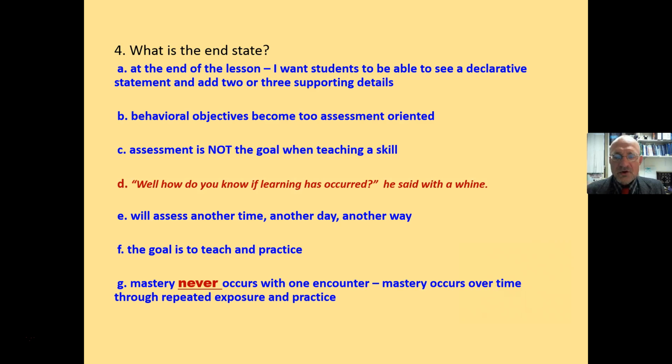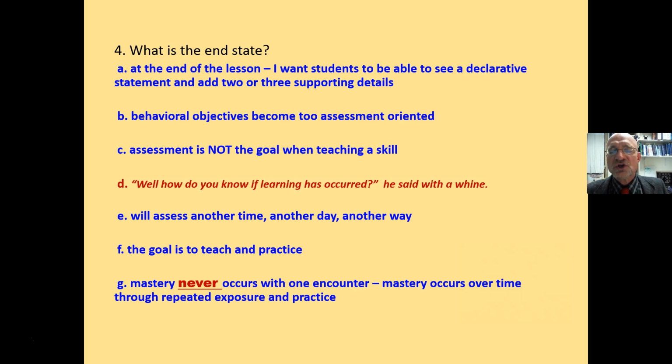Assessment is not the goal when I teach a skill, and I can hear you whining. Well, how do you know if learning has occurred? First, I'll say stop whining, and then I'll say assessment will occur another time, another day, another way. The goal is to teach and practice. Mastery of any skill never ever occurs with one encounter. Mastery occurs over time through repeated exposure and practice. So it's absolutely silly to think that you're going to assess every lesson that you teach or every skills lesson.